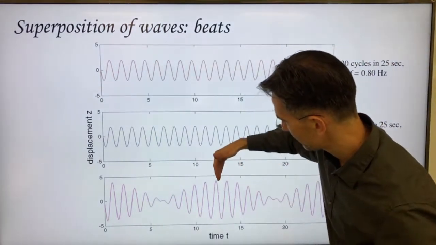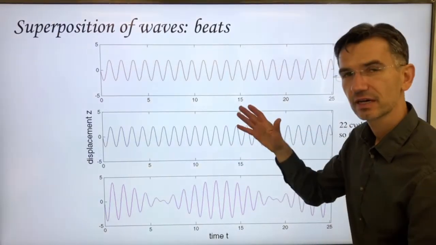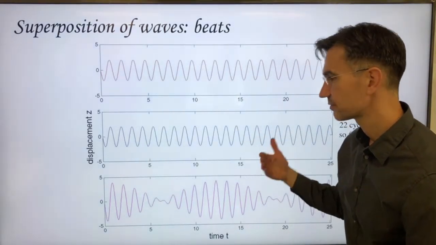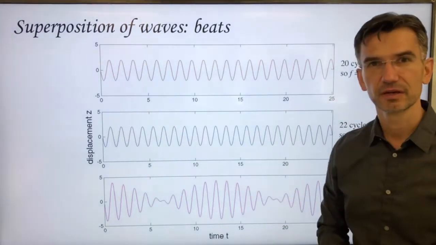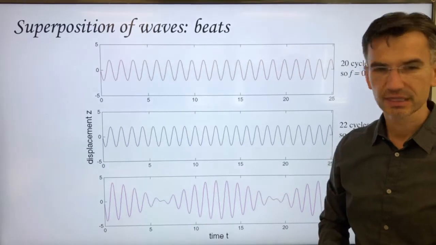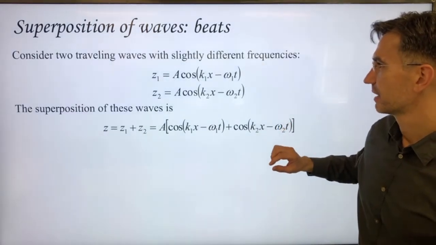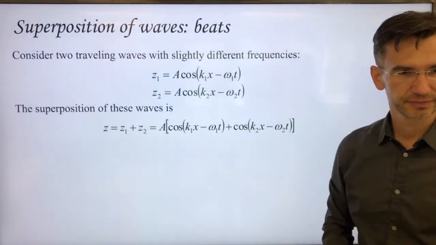So there's a certain time between two consecutive times when you have maximum oscillation. So there's a frequency to the beat pattern itself. Let's see how to determine that beat frequency now. Here are our two waves, and here's our superposition, which is the sum of these two waves.